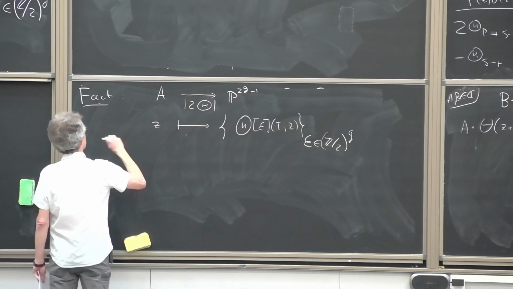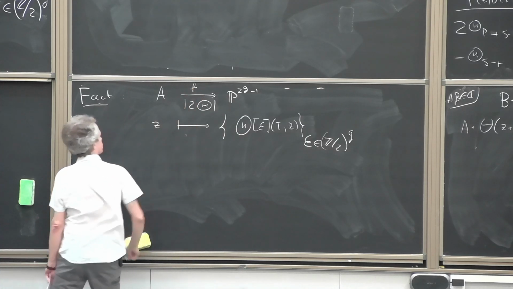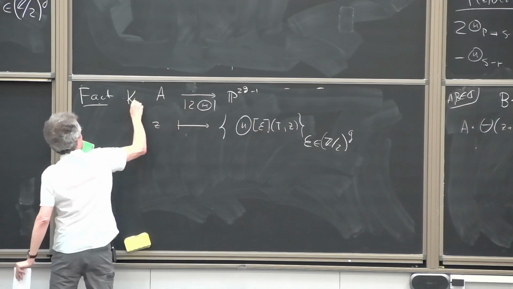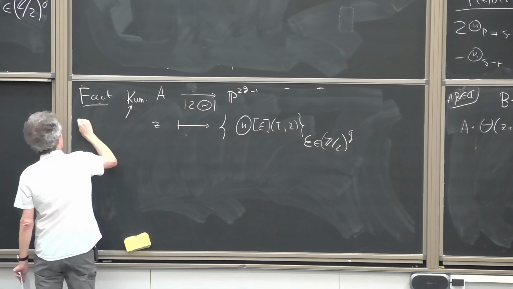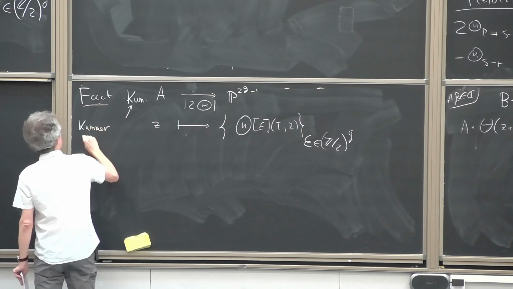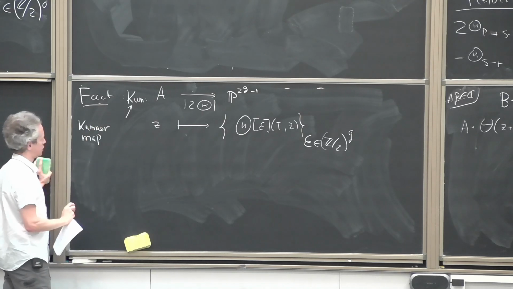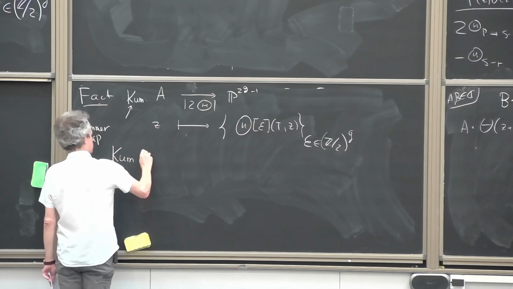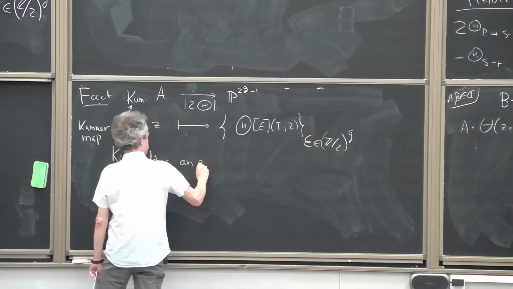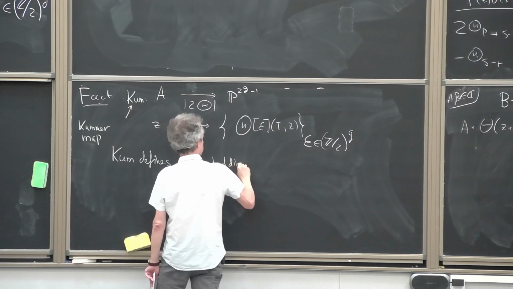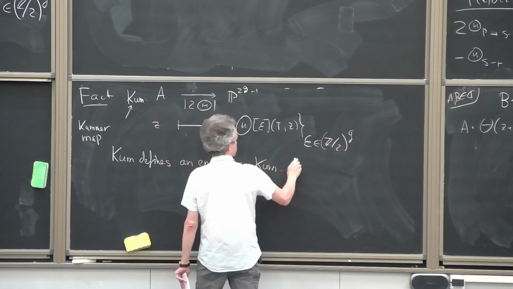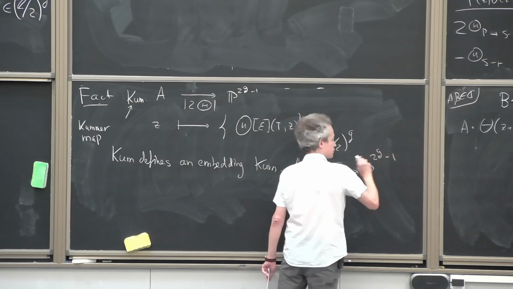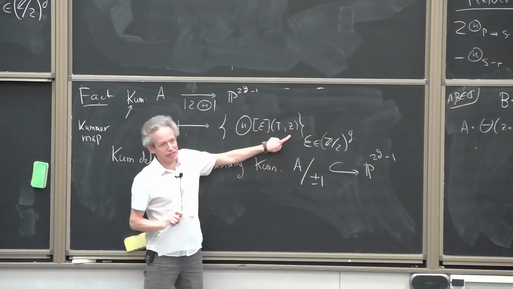And the claim is, let's not call it F. Let's call it Kum. So this is called the Kummer map, in honor of Kummer, who of course studied its image. So the claim is Kum defines an embedding, which I'll still denote by Kum, of the quotient of A by plus minus 1.